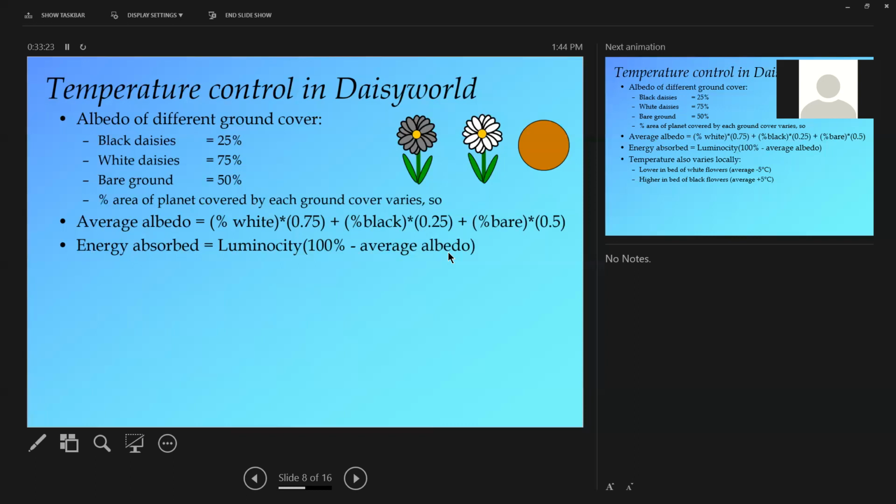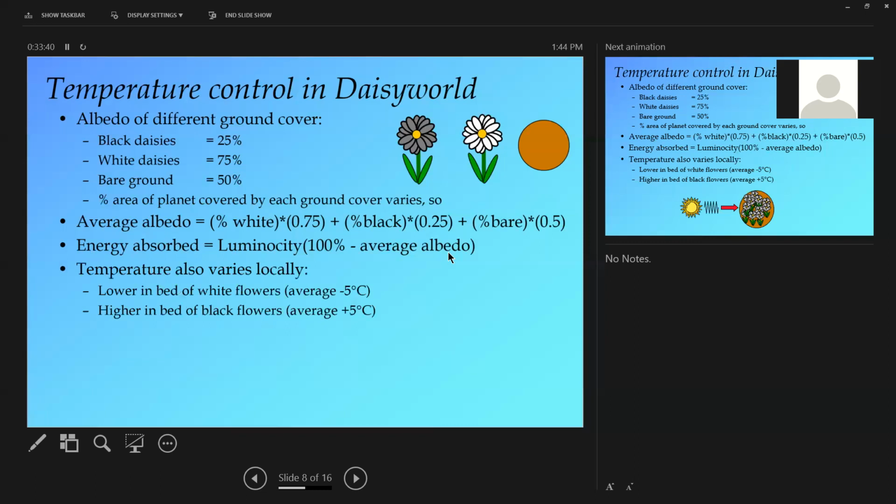What percent of the solar luminosity coming in would be absorbed if it was all black daisies? The percent that would be absorbed, 75% would be absorbed, correct? So it's pretty straight up. It's not complicated. It's just what it's like.